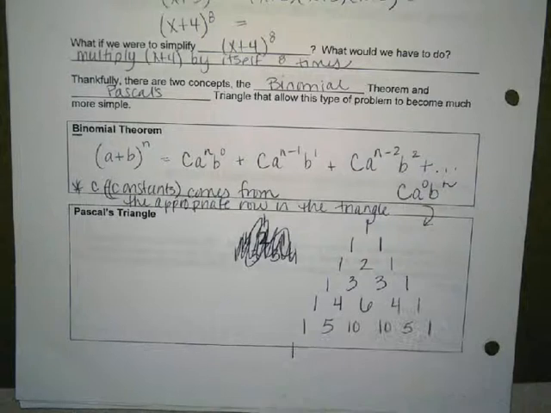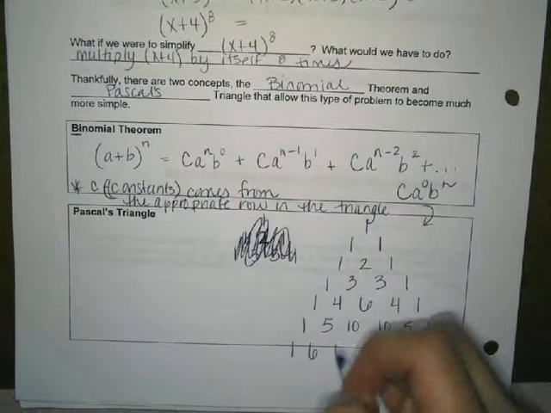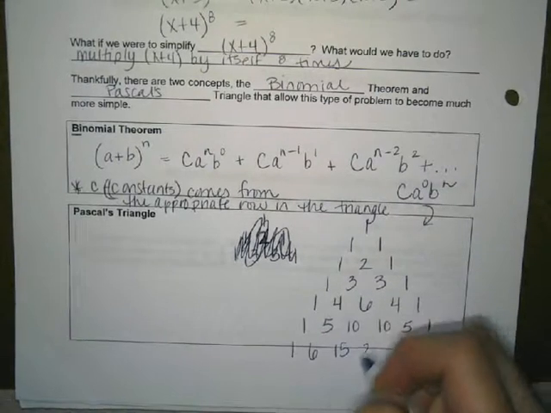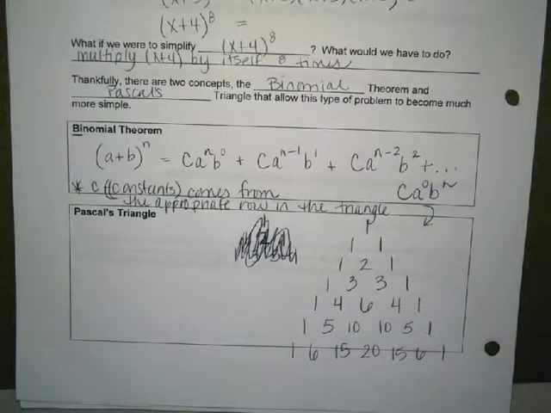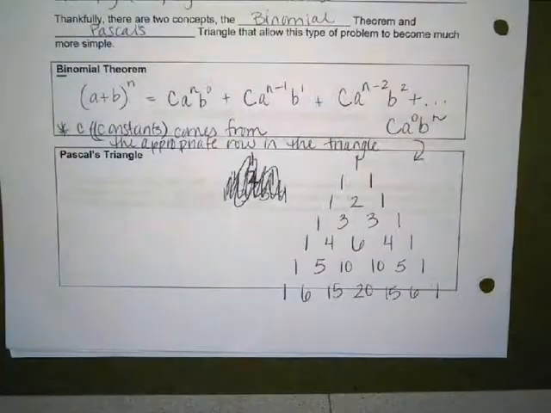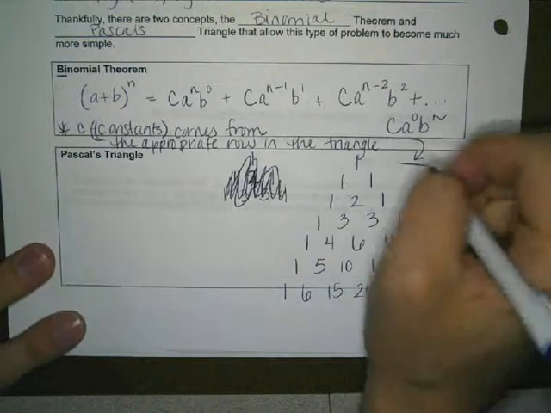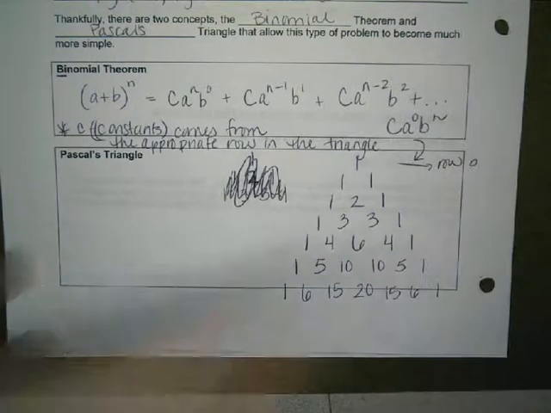Does anybody know here what this next number will be? Because this is following a pattern. 6. Good. 15, 20, 15, 6, 1. Good. Now, I could keep going, but we're going to stop there because this will get the point across for the pattern. Okay? The first row is considered row 0, so you might want to write that. We never use that row for anything.